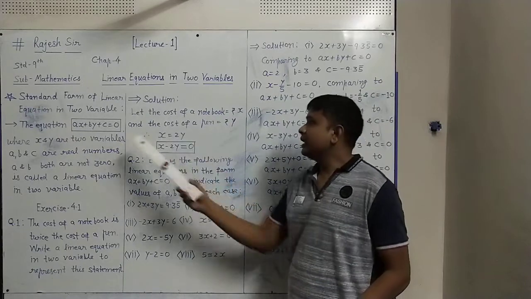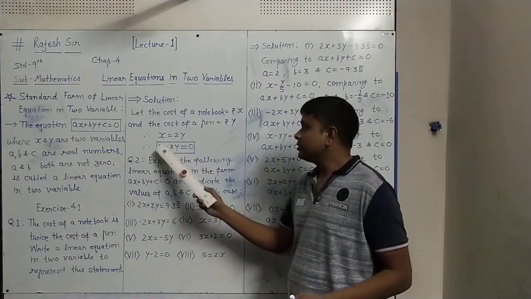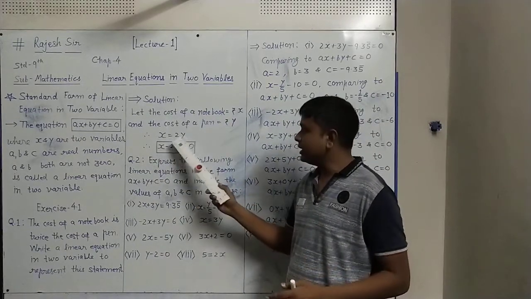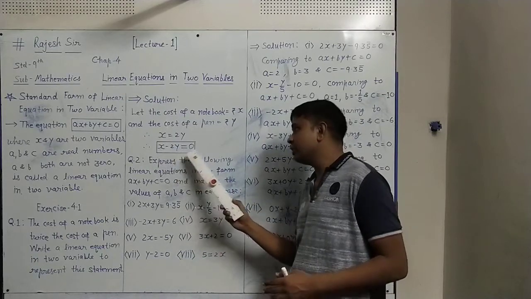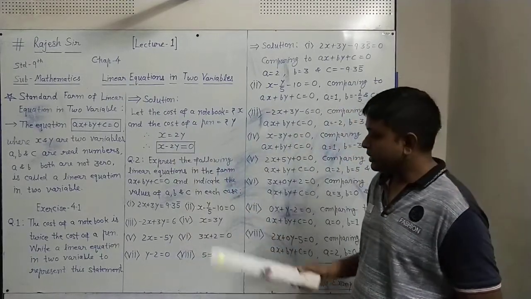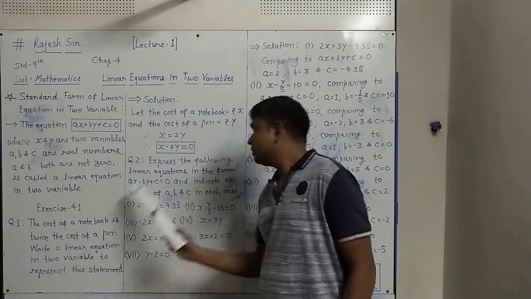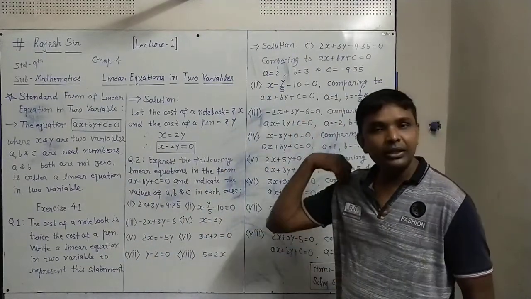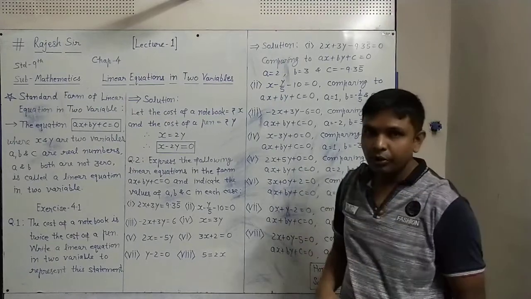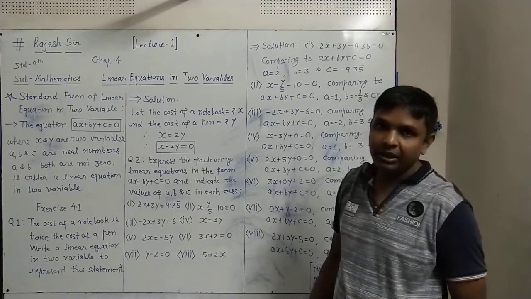Now to make it in standard form, 2y will be taken on the left. So x is as it is minus 2y, and this side will be 0. So x minus 2y equal to 0. This is in the form of a linear equation in two variables. The statement is written in the linear equation in two variable form. Very simply we have done.